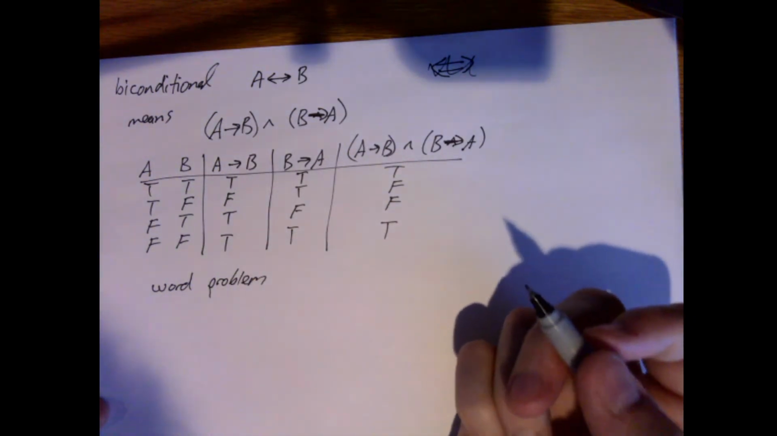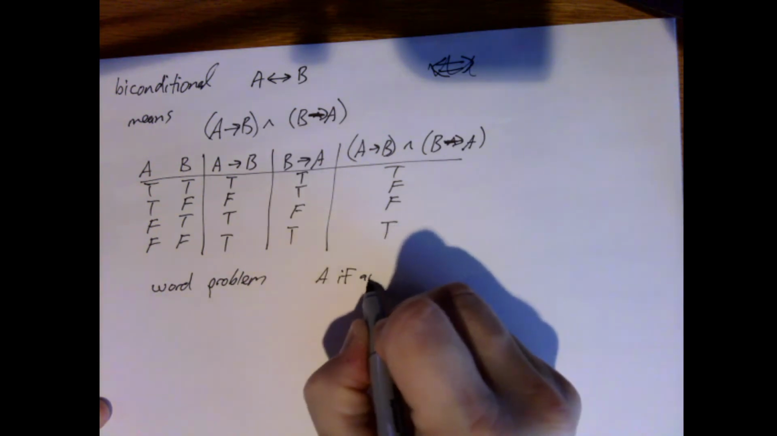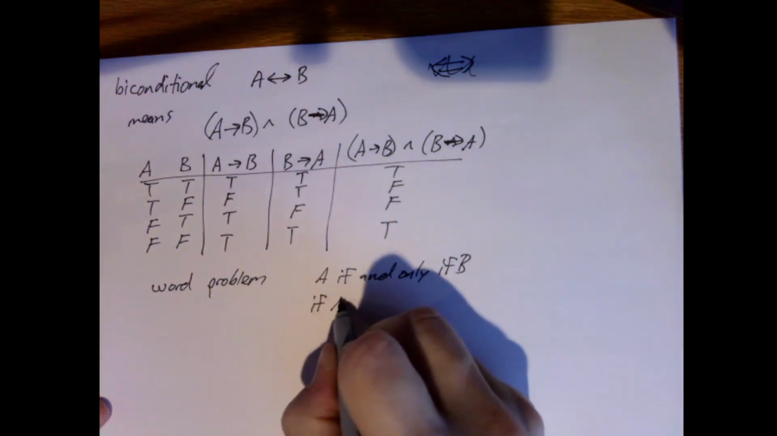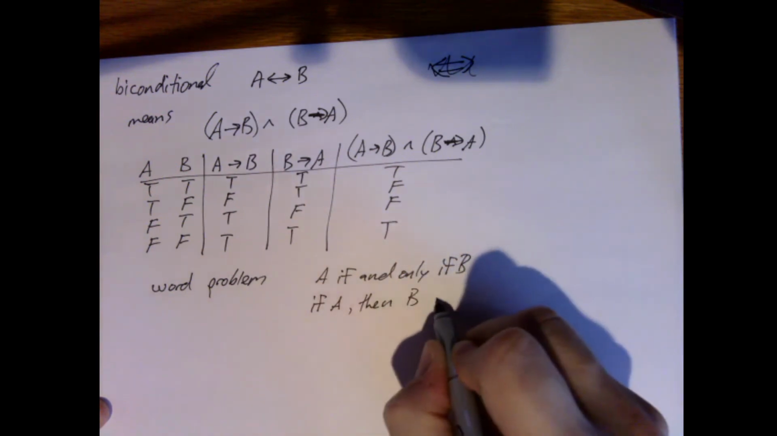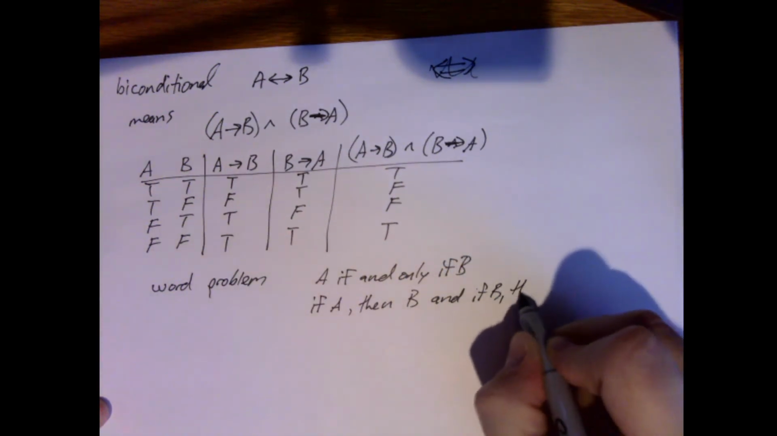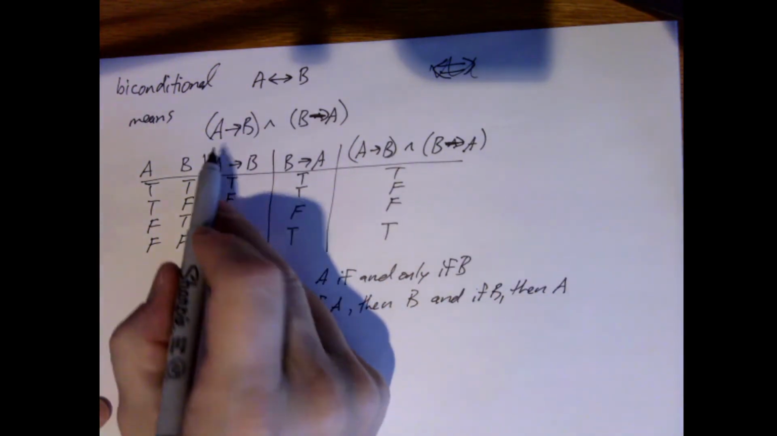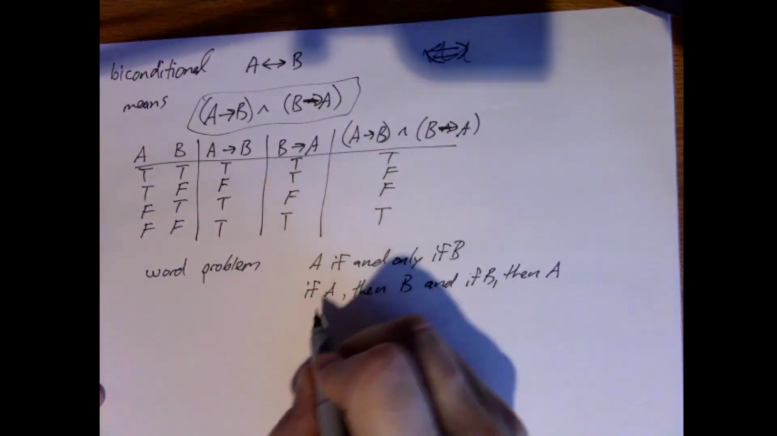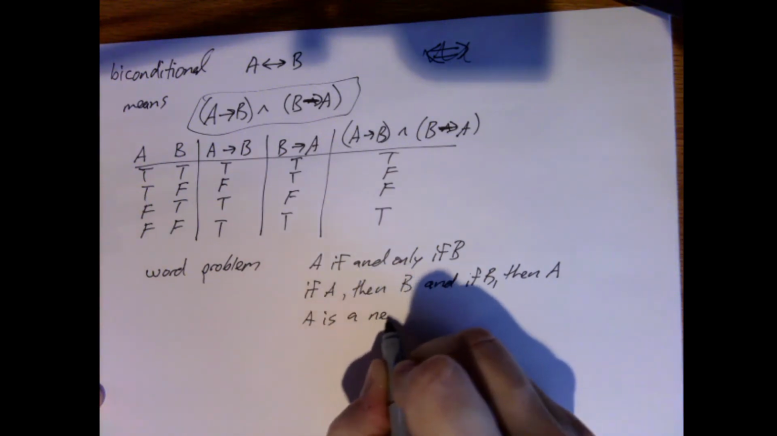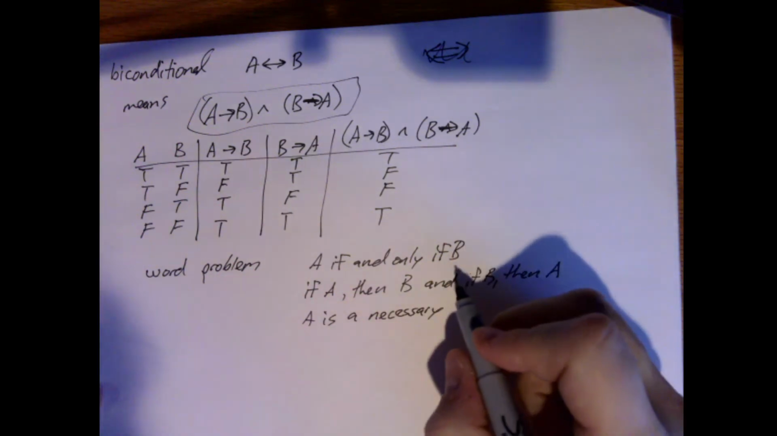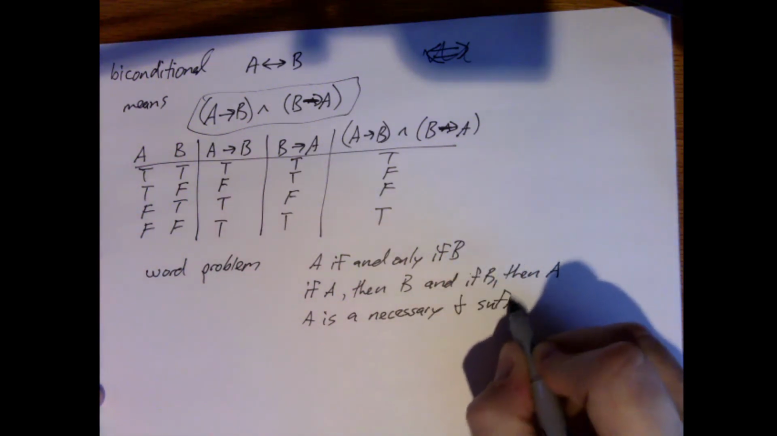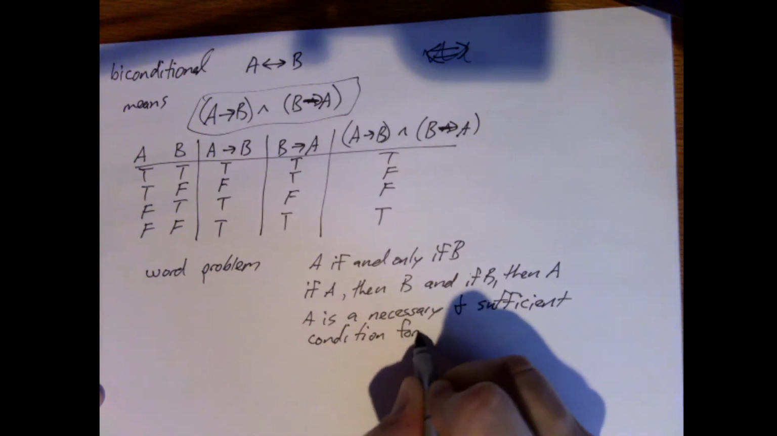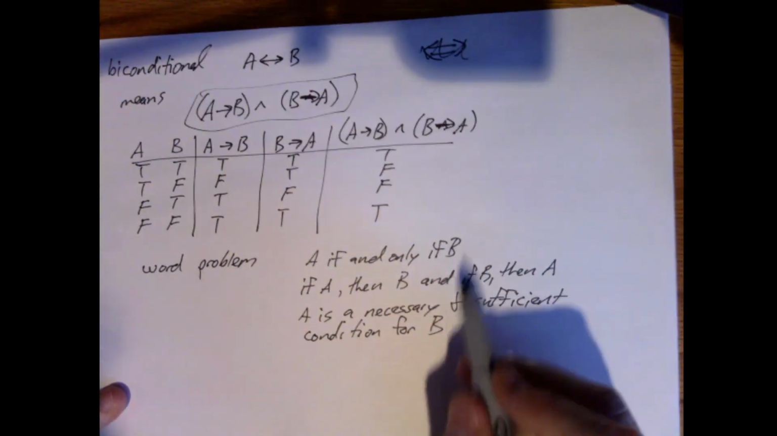How might you see this in a word problem? So we might have A if and only if B. We might have if A, then B, and if B, then A. This, of course, is the one that matches up closest to this right here: A implies B, if A, then B. You might even have A is a necessary and sufficient condition for B. And some others. But I think these are the most common ones.